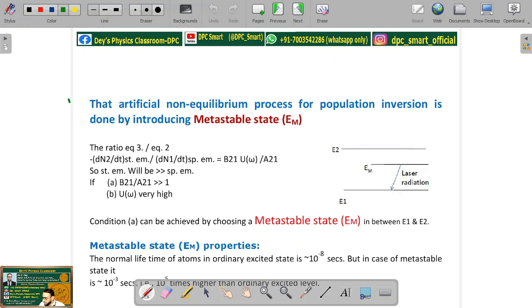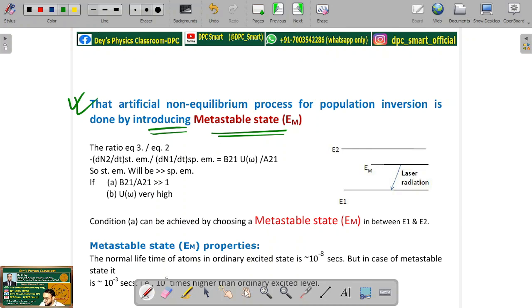So that artificial non-equilibrium process to achieve population inversion is done by introducing a metastable state. A new state, a new energy level in between energy level 1 and energy level 2, E1 and E2. We will introduce one state that is called metastable state, and that artificial non-equilibrium process for population inversion is done by introducing that metastable state.